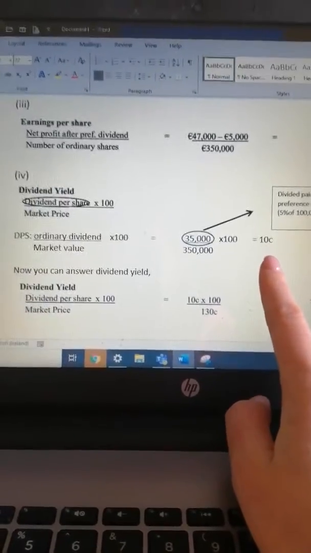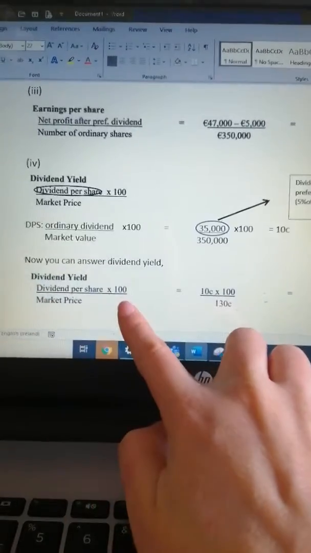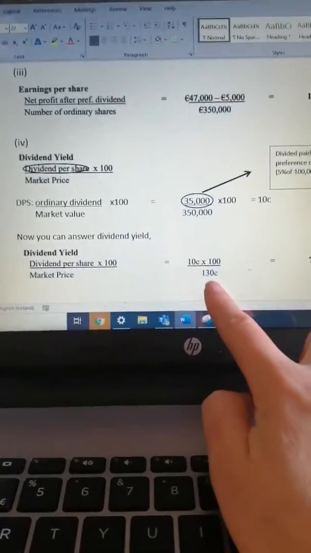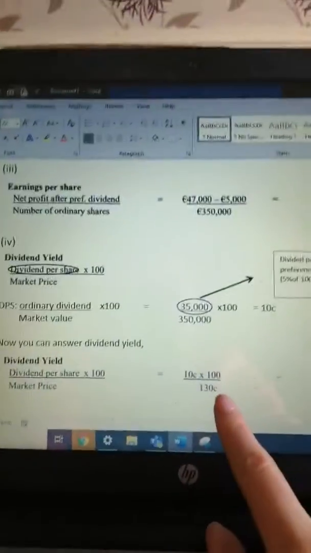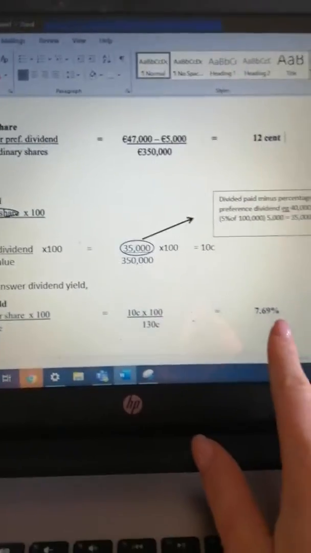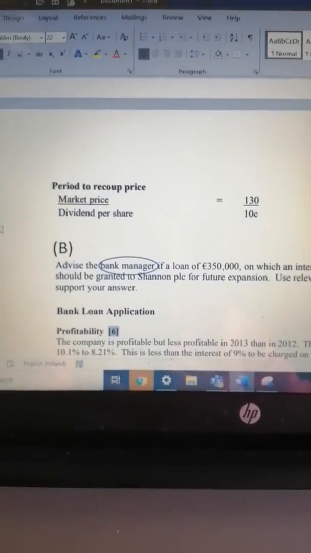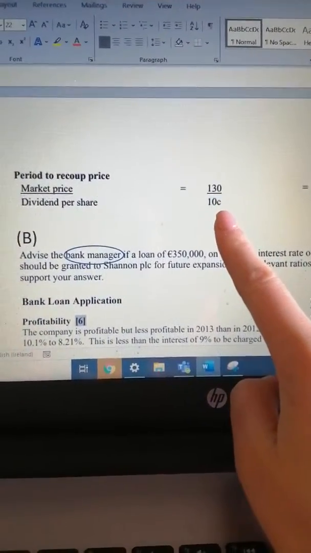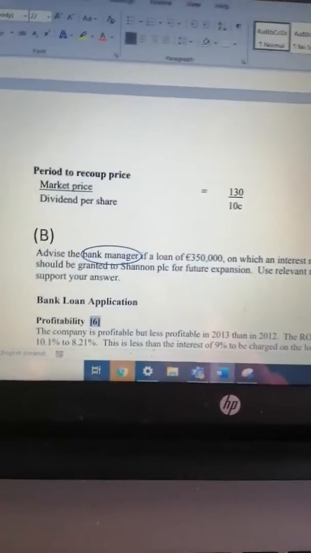Now that we know what dividends per share is, we can go back to what we were asked to do and answer the dividend yield question, okay? So dividends per share is 10 cents over our market price, which is 130 at the end of the page there, multiply by 100, and we get 7.69%. And then just the last one there, period to recoup price, again our market price we know from the question is 130 over dividend per share of 10 cents is 13 years. Okay, so that's part A.